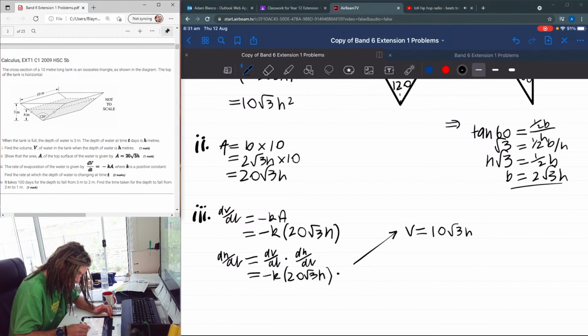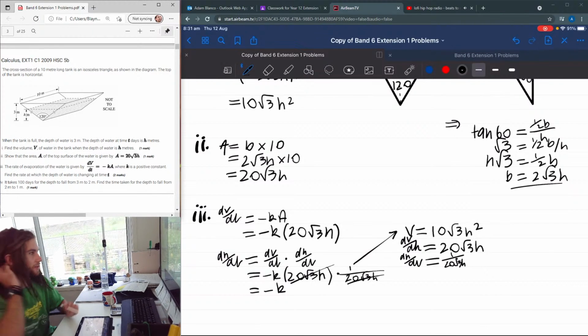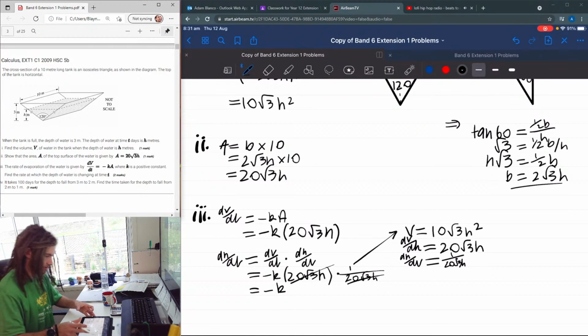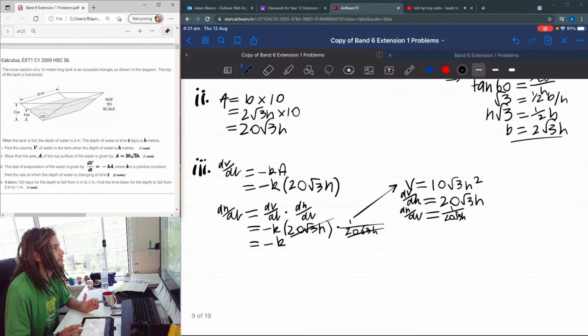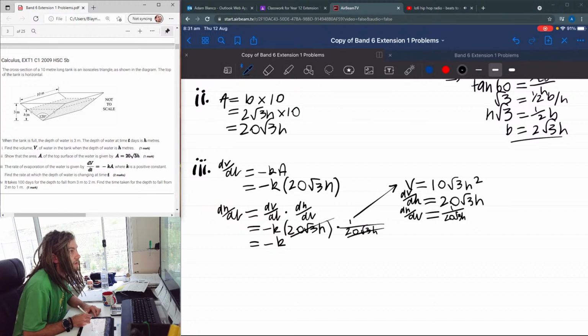Okay. dV with respect to H is going to be 20 root 3 H. That means dH dV, which is what I want, is 1 on that. So 1 on, and then all this is going to cancel. That means I'm just left with minus k. Okay, we got there. You can get it from part I. Yeah, thanks. I don't know what I was thinking there. Cool. So that means the rate at which it's changing is k, which just means it's decreasing as well. How many marks was that? 2.